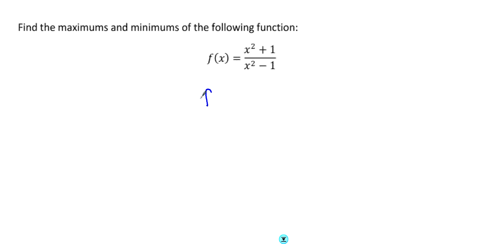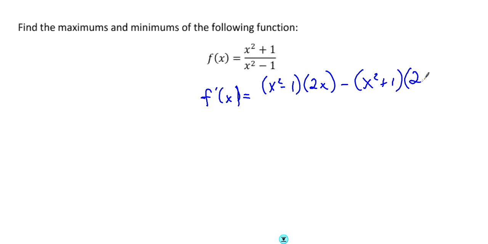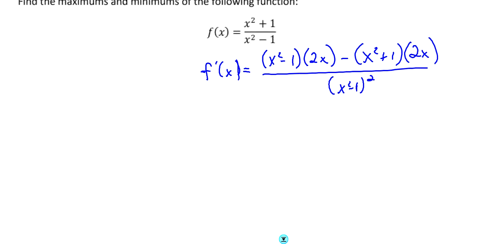So first we need to find the derivative, f prime of x. Okay? I'm going to use quotient rule. So it's the low function times the derivative. Nope, the other way. It's low d high minus high times the derivative of low, all over low squared. Okay? Now we will need to simplify this a little bit.